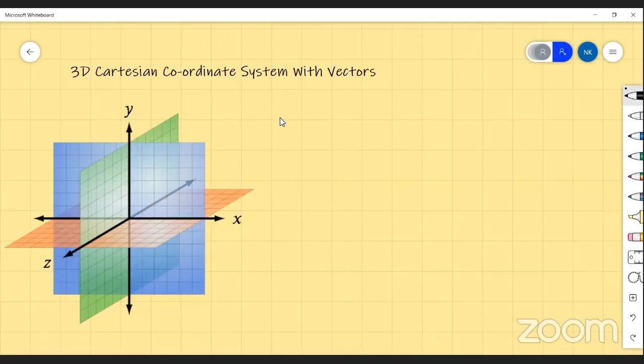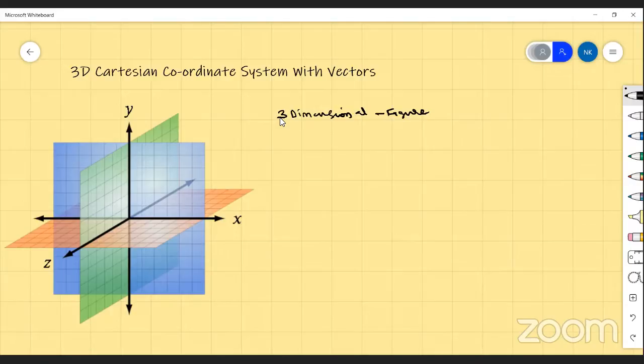So we will discuss the three-dimensional Cartesian coordinate system, along with the vector analysis. So this is the three-dimensional figure that you are seeing on the screen. We have the three-dimensional Cartesian coordinate system.